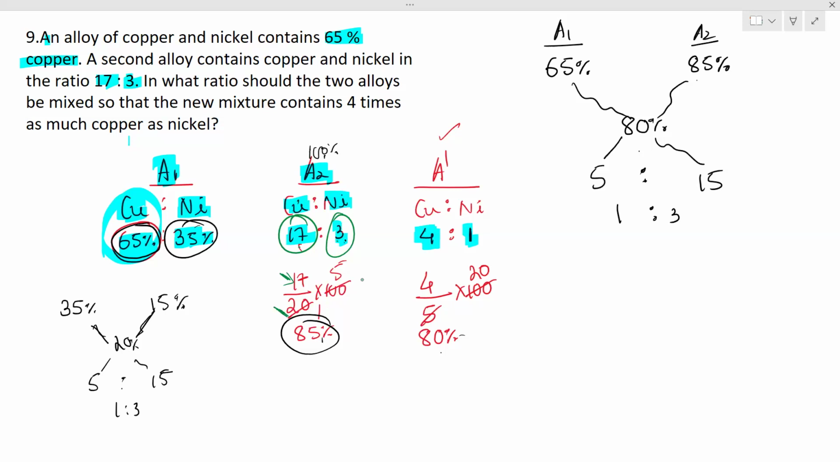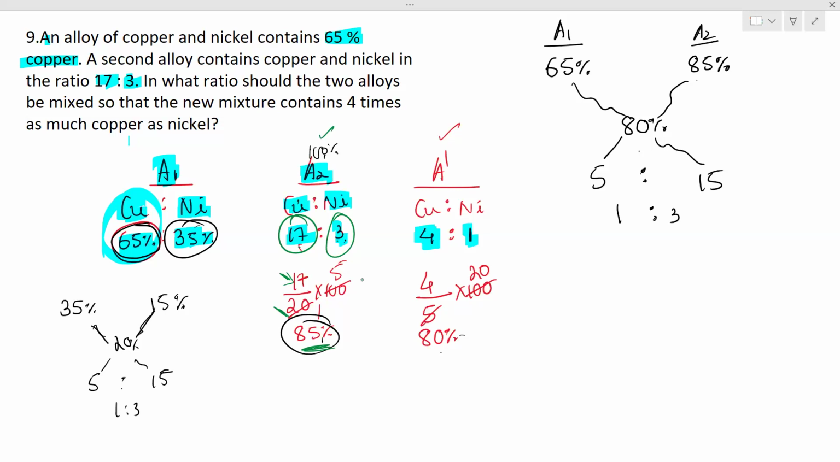So what do I do? If I want this in terms of percentage, if I ever want to convert a fraction into percentage, remember that I have to multiply it by 100. If I multiply it by 100, how much do I get? 85%. This is the copper percentage in alloy 2.